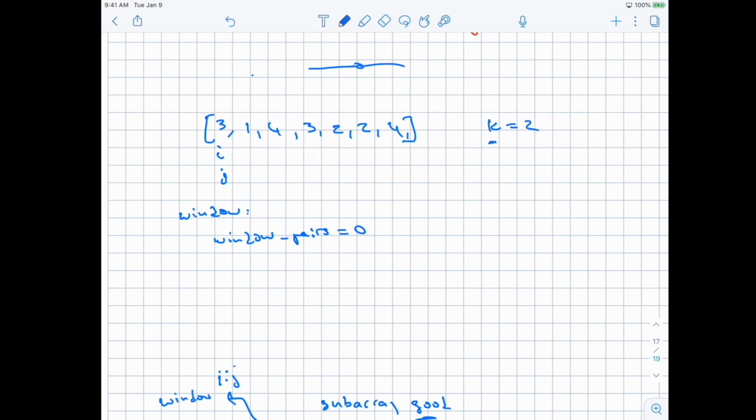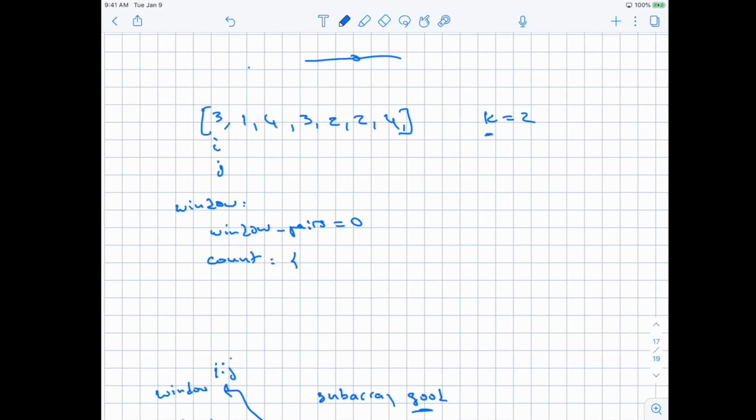Okay, and so for that, we also need a count, which will store, you could use a hash map or you could use a counter in Python, which will store for each number how many occurrences there are. And of course, since we are looking for the good subarrays overall in the entire array, we need to maintain that. So let's call it subarray count or something like that. Good subarrays starts out as 0.